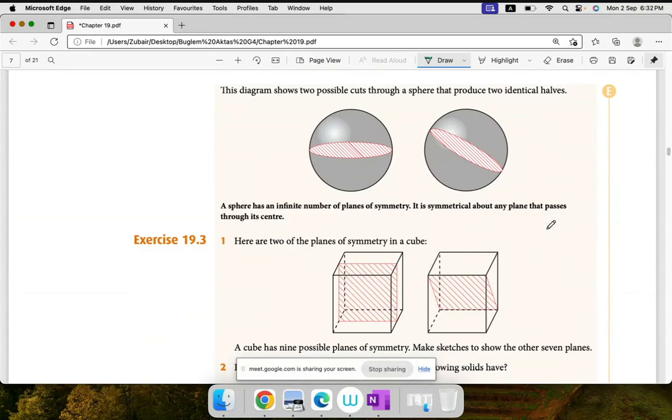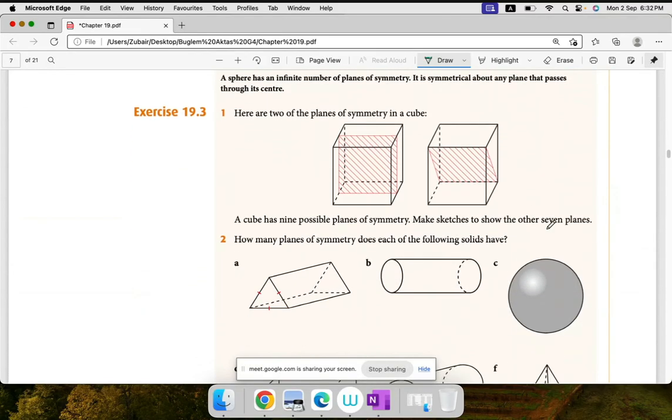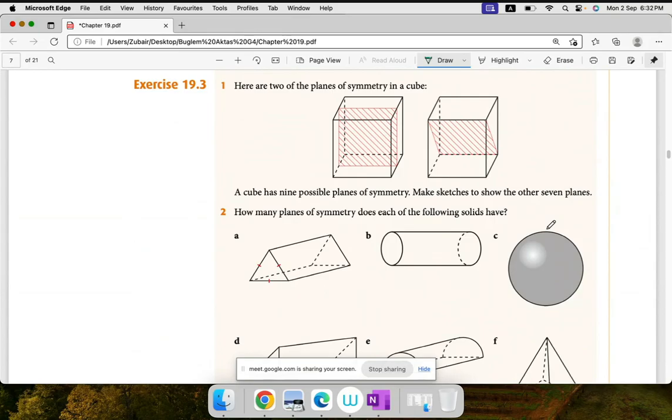I think sometimes the voice skips. Sometimes the voice stops. Yeah. The diagram shows two possible cuts through this sphere that produce two identical halves. The sphere has an infinite number of planes. And yes, it has infinite. Okay, let's think over these questions. Here are two of the planes of symmetry in a cube. A cube has 9 possible planes. Make sketches to show the other 7 planes.